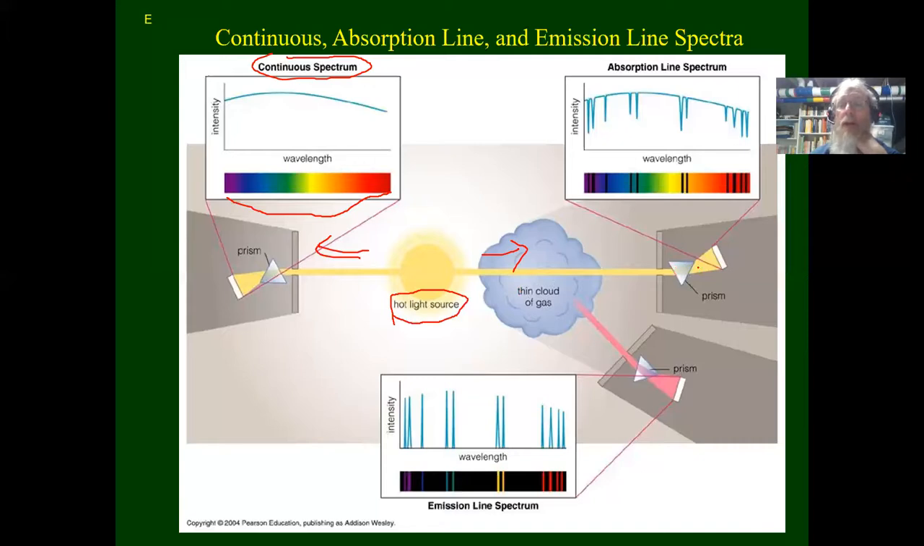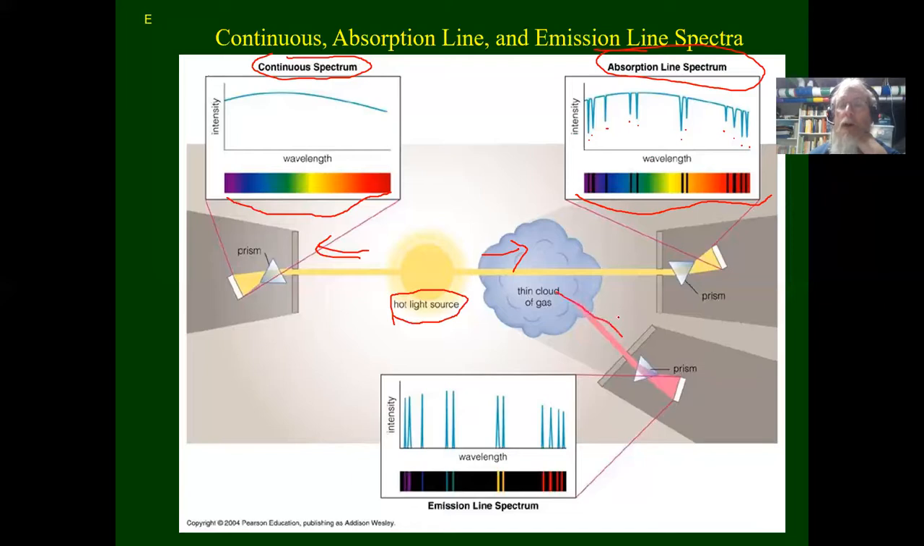So once we send that light through a prism and look at the spectrum, by eye, we'll see something like this, with the dark absorption lines superimposed on what would be a continuous spectrum. In an intensity versus wavelength plot, we've got these dips in the intensity at the wavelengths where the atoms in that gas can absorb the light. And so we call that an absorption line spectrum.